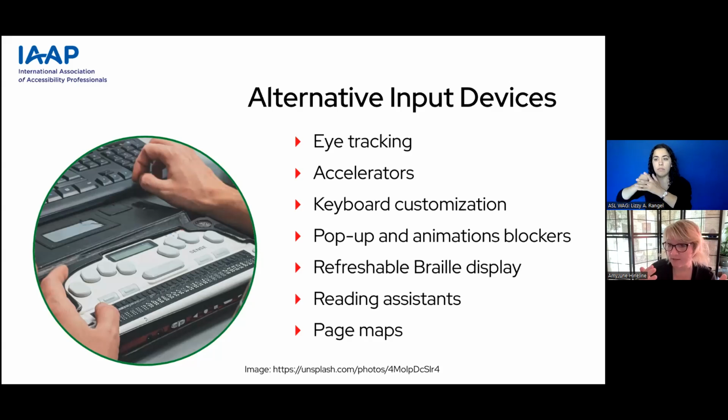On this slide, there's an image of a refreshable Braille display. It's a mechanical terminal that displays Braille characters by raising and lowering the dots dynamically. And then we have things like reading assistants. These can help customize the font, the size, the shaping. We have dictionaries and thesauruses and tooltips that might pop up. And we have page maps. These are a small image of the entire web page with usually a visual indicator highlighting the portion within the page that they're currently viewing.